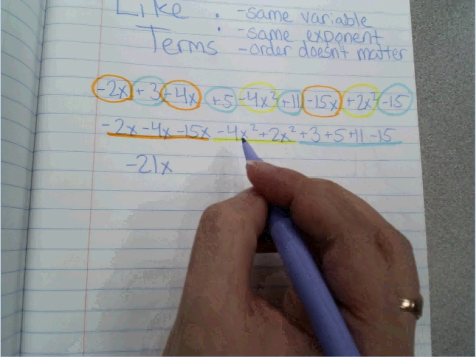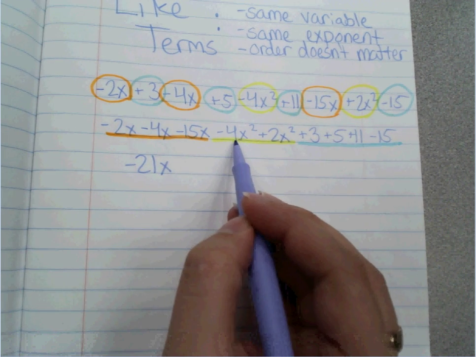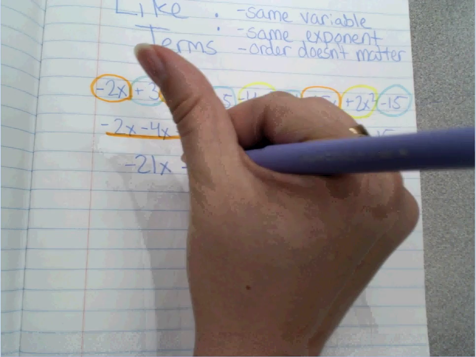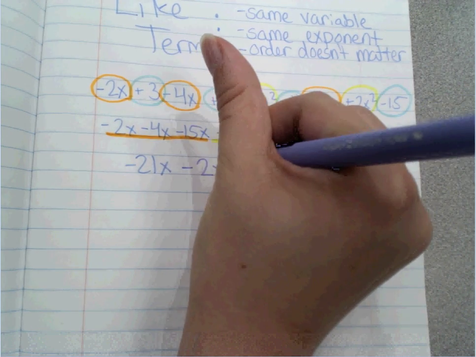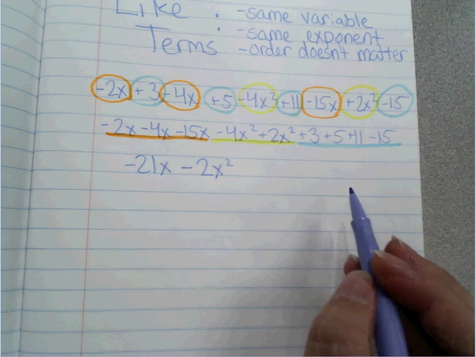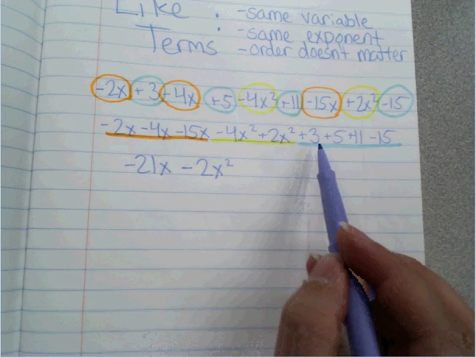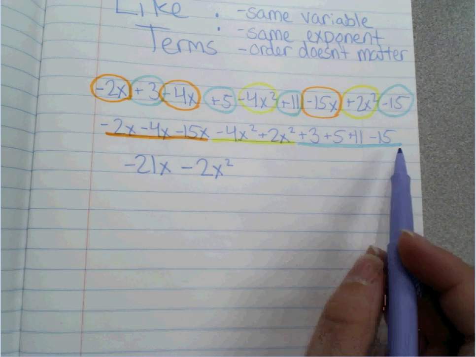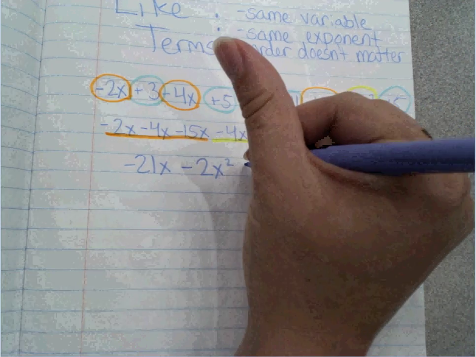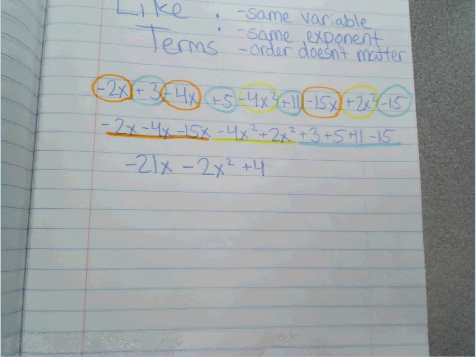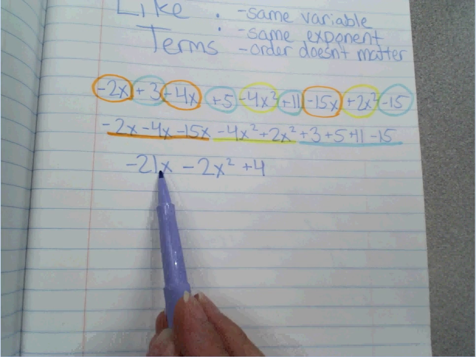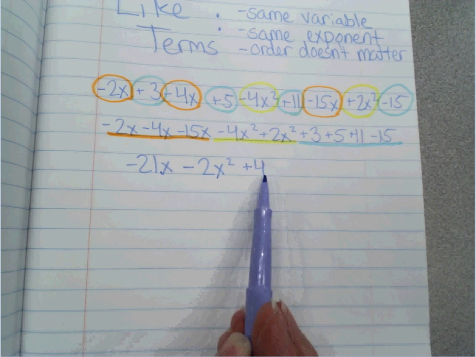Now let's combine these. We have a negative 4x squared and a plus 2x squared. We'll subtract them. We end up getting negative 2, and then keep what's next to it. And we'll combine all of these. 3 plus 5 is 8, plus 11 is 19, then minus 15 gives us 4, and it's a positive 4 plus 4. So now we have it simplified as much as we can, but notice how this has an x squared, and this has nothing.